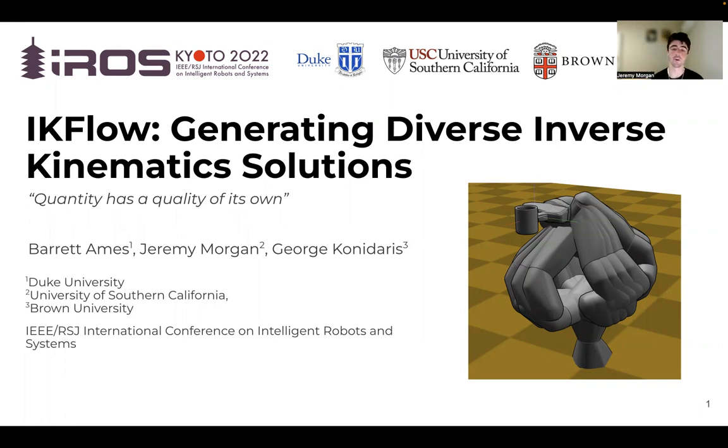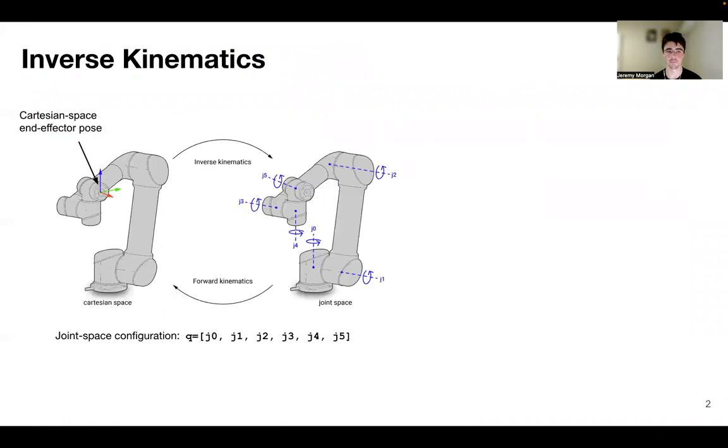Today I'll be presenting our paper IKFlow, Generating Diverse Inverse Kinematics Solutions. This work was done with my collaborators Bayard Ames and George Konadars. In this work, we present IKFlow, a novel approach to the inverse kinematics problem which is capable of generating diverse IK solutions in orders of magnitude less time than current state-of-the-art methods.